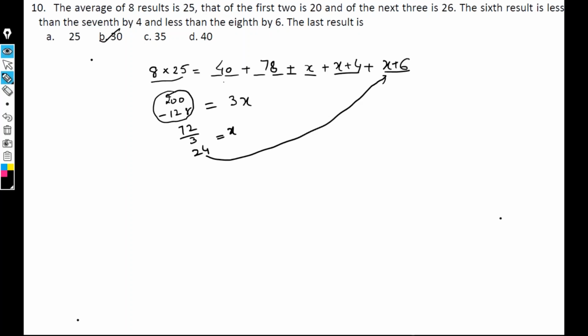Any doubt in this, guys? Tell me. Okay, then let's move ahead. Good, good.